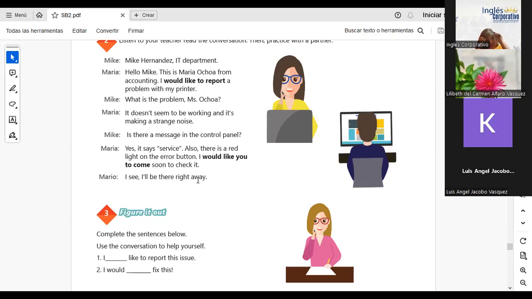Okay, in this part, guys, because of the time, we are now going to make a new one, only practice. But first, can you please tell me the answers of this? Use the conversation to help yourself. Number one, what is missing?